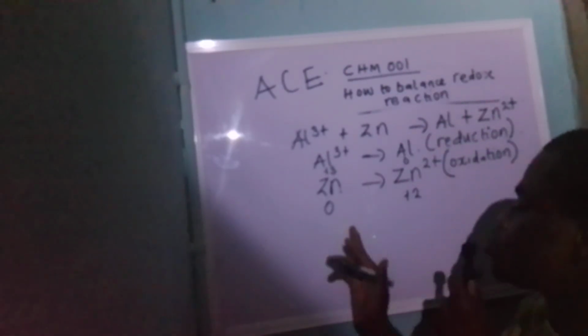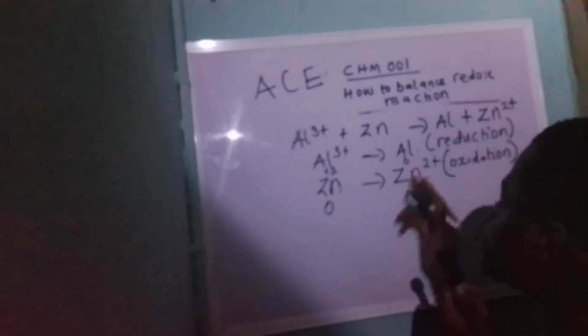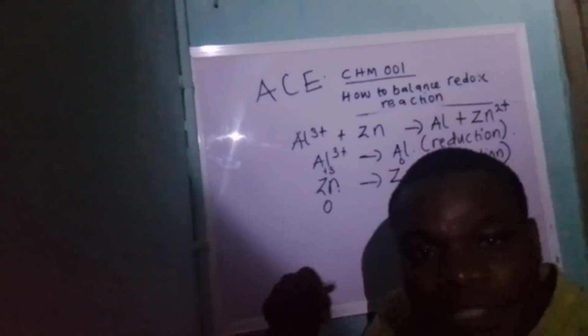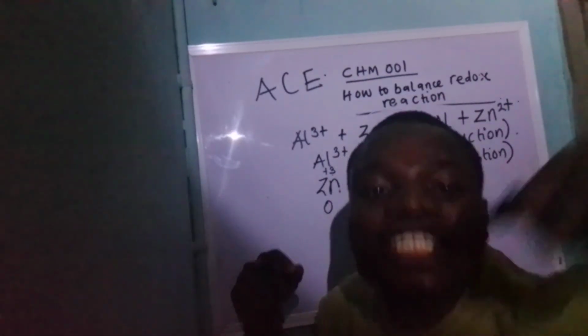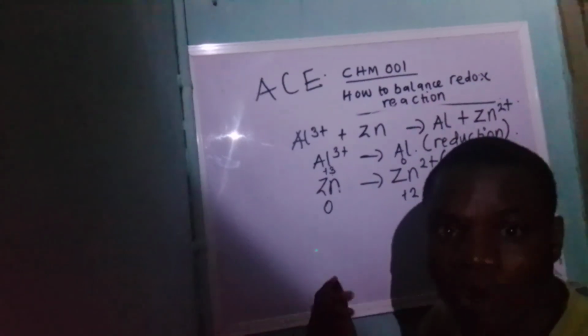The same thing is applicable to this one. Here we have 0, and we have +2 here. +2 is greater than 0, so definitely I am adding 2 electrons to this side so that it can give me 0 here. Are you getting that?